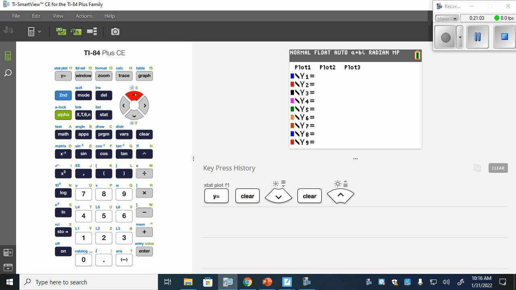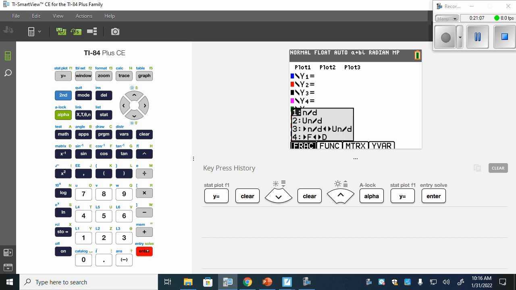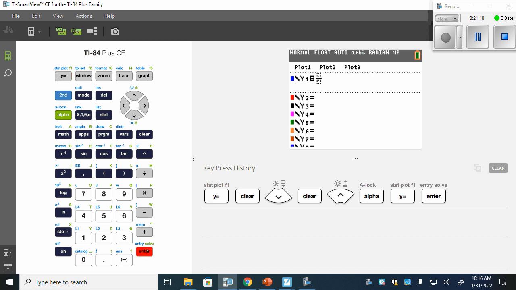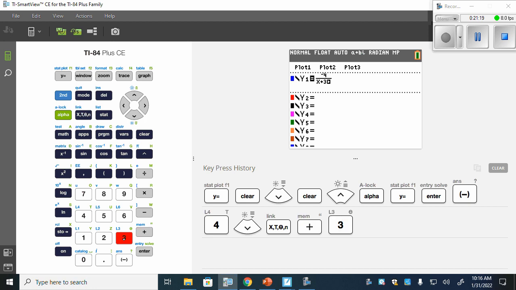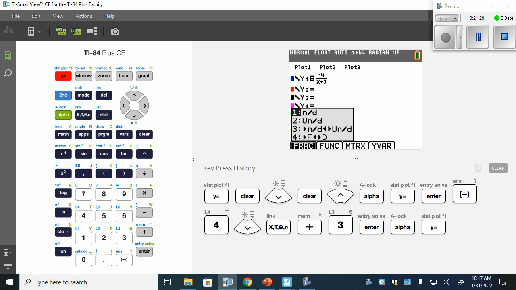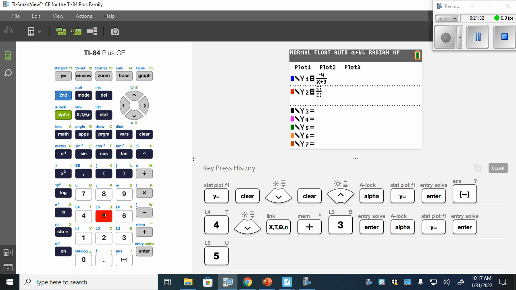and type it in. So for the first plot, y1, we can say alpha y equals enter, because we need a fraction. The numerator for the first one we can say is negative 4 over x plus 3. Enter. Now we can do the next one. In the second equation, alpha y equals enter, and have 5 over x minus 3.